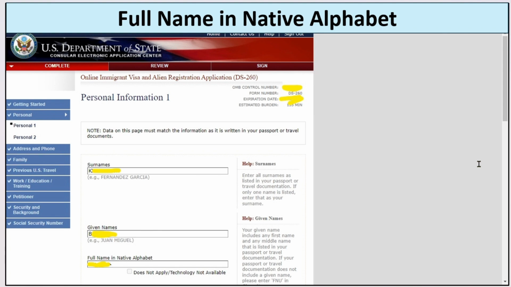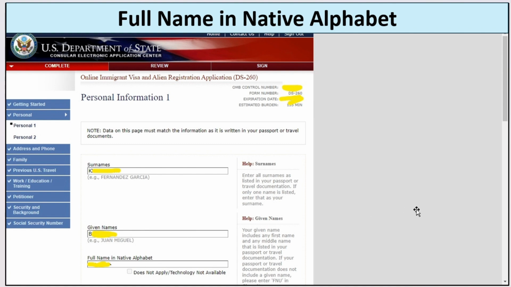First one is full name in native alphabet. As you can see right here, full name in native alphabet. If you are not using Roman letters, you must provide the full name in native alphabet and it must match whatever you have in your passport. And if you read the note right here, data on this page must match the information as it is written in your passport or travel documents. What happened here? A lot of people get married, they change their name, and they do not change the passport. So, as I mentioned, this information must match the information you have in your passport.